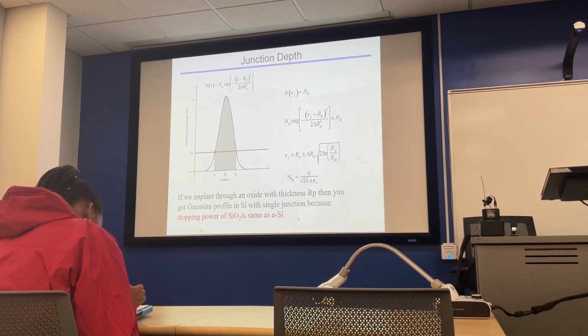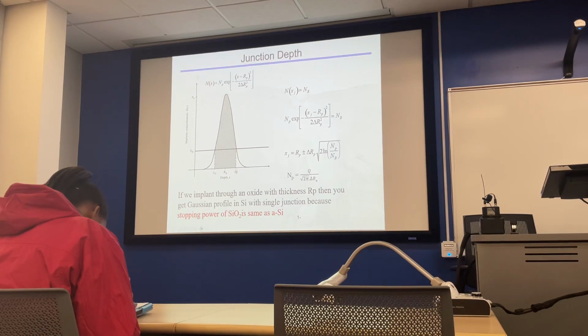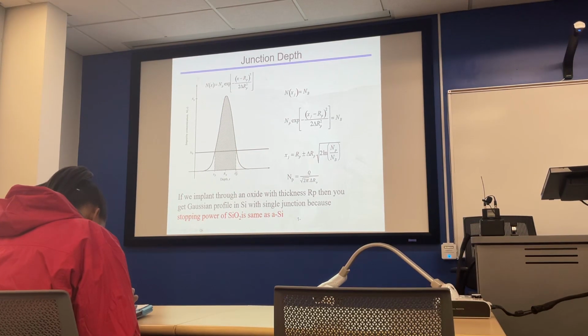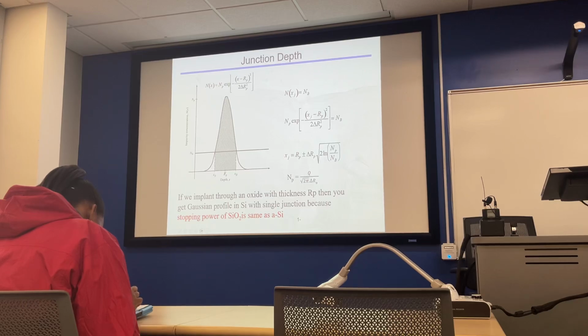So now what is it going to be? You're going to go from here to there, right? Which will be your xj2, which you calculated before, and that minus Rp is your new junction depth. So questions like these will be on your test.